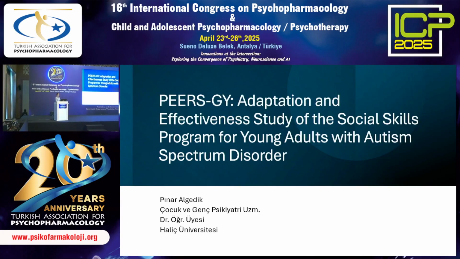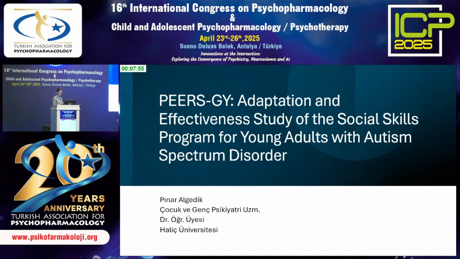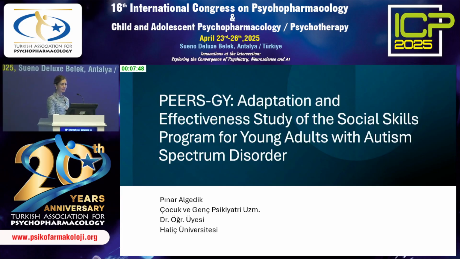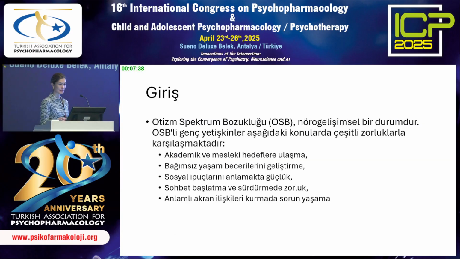Welcome everyone. Good morning. Normally, Mr. Hussein was going to present, but this is a last minute change. It is the PEERS young adult autism individuals social skills program. So we are trying to transform that into Turkish. Well, autism spectrum disorder is a neurodevelopmental situation. Since I am a young adolescent psychiatrist, we actually see the challenges that they have. So, in means of observation, this was a very beautiful study for me, especially in this age group.